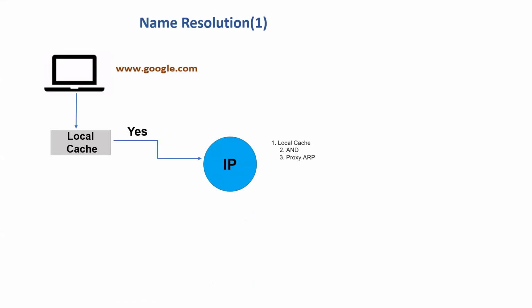If it is available there, then it's well and good. You will directly ping the destination. But if it is not there, then it will do the ANDing. ANDing is just for checking whether your destination is available in your network or not. If it is not, then it will do the proxy ARP.